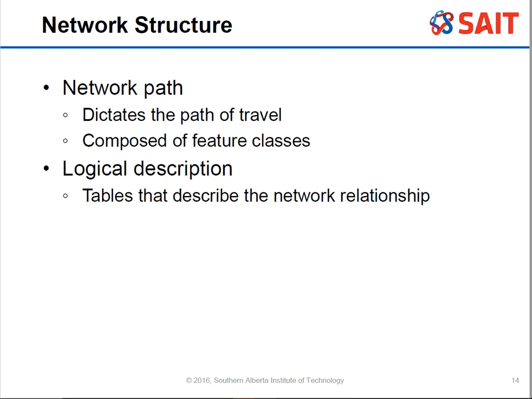Then we're looking at a network structure here, in this slide. So what do we need? We need a path and a description. That's what it comes down to. The network path dictates the path of the travel, and it has feature classes in it. The description is the tables that describe the network relationship. So they all come together in this logic table that says, hey, this is how it all works together.